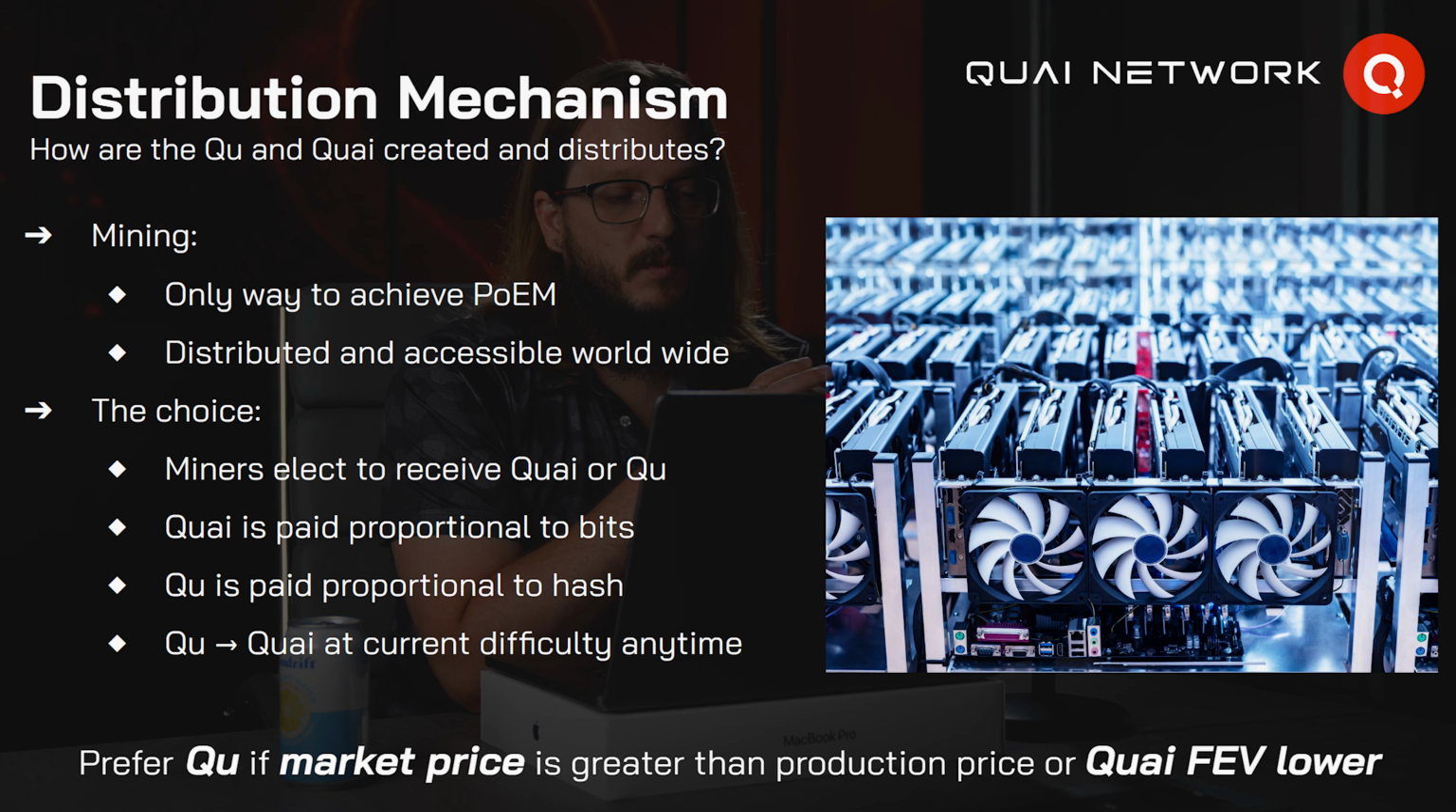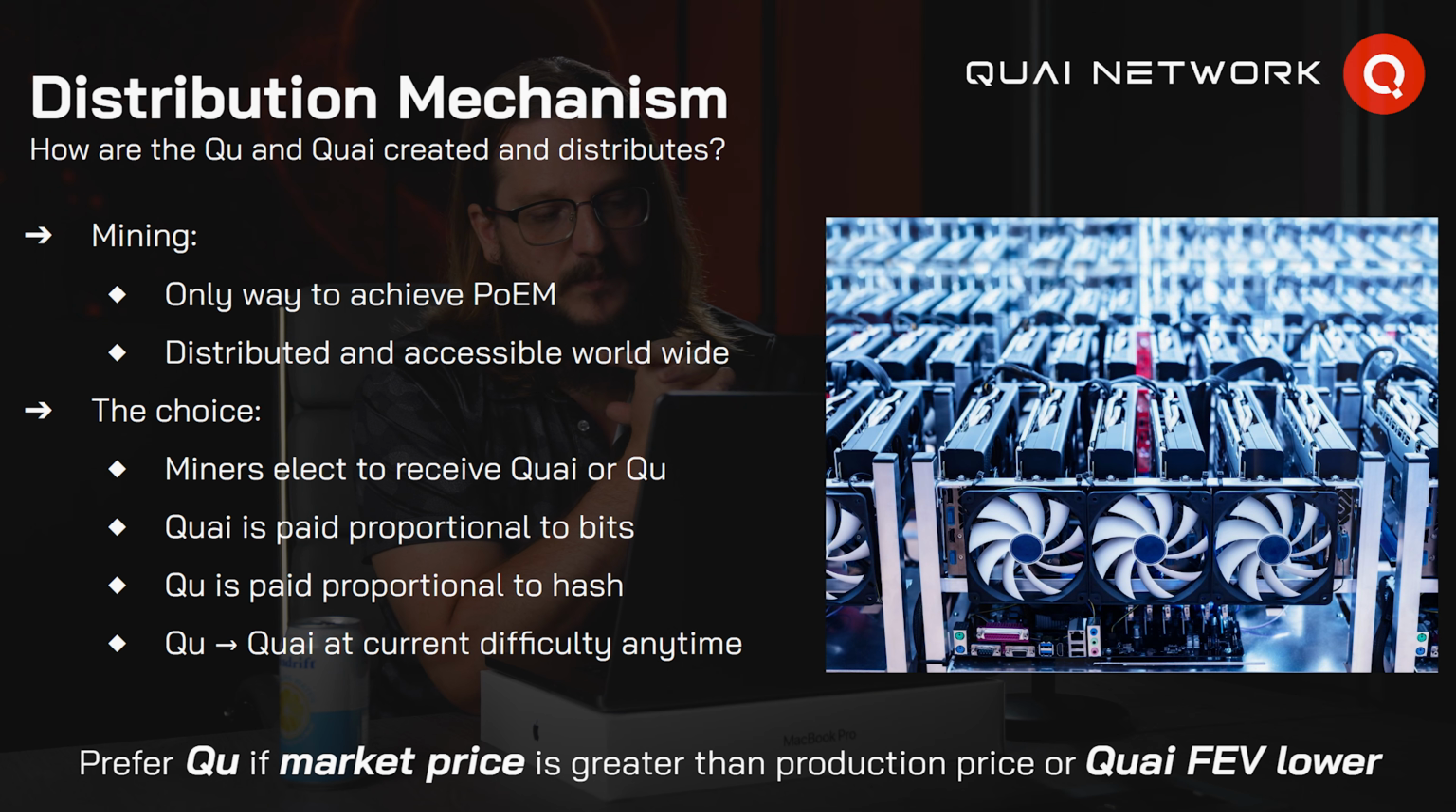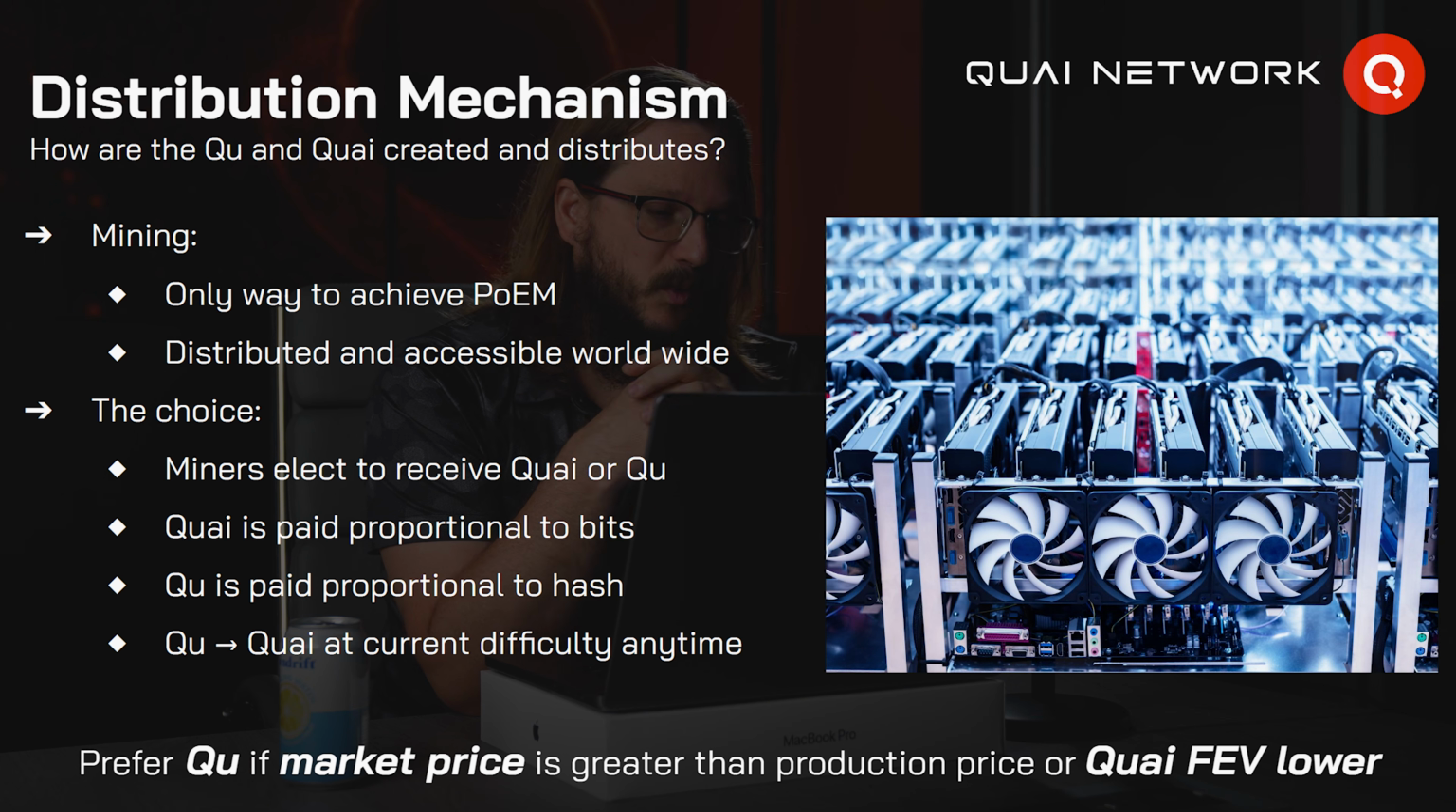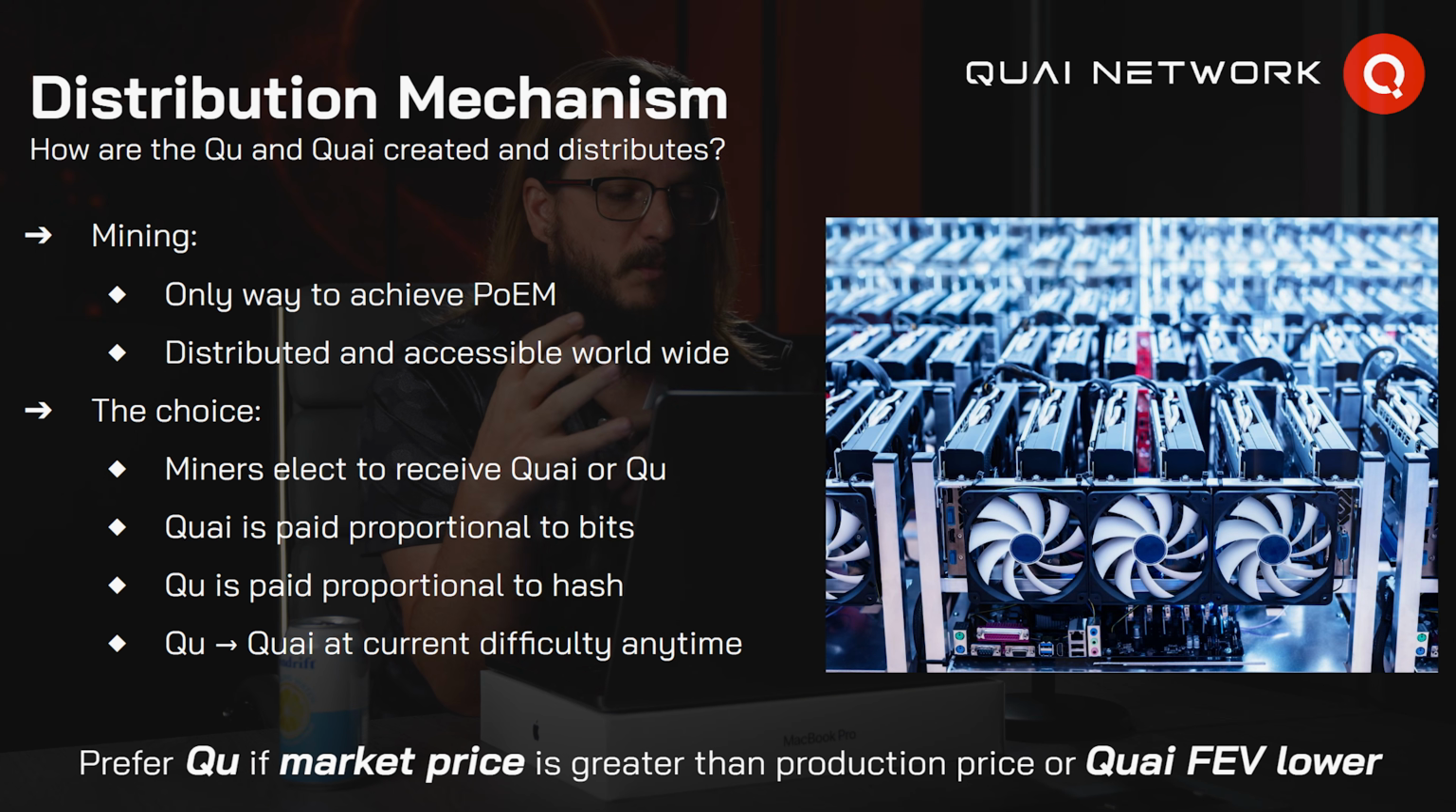Now, when we're mining, though, we're going to give miners a choice. And with this choice, we're going to set up dynamics that make the properties of Quai and Q interesting. The choice is relatively simple. When a miner is mining a block, they're going to be able to elect to receive Quai or Q. And Quai will be paid proportional to the bits in that block, and Q will be paid proportional to the hash.